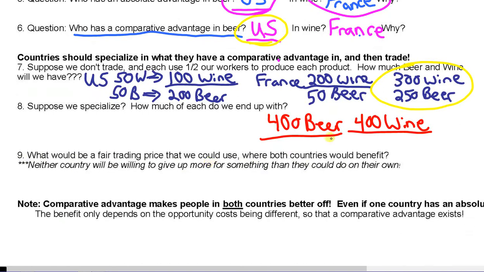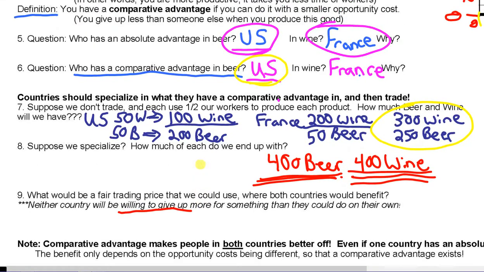So the United States has beer, and we want to take that beer and use it to pay for wine in France. Same thing in France, except they have wine. That's what they're going to use as currency. And they're going to pay us some wine in exchange for some beer. So what would they be willing to give up? Well, they're not going to be willing to pay more than they could do by producing it themselves.